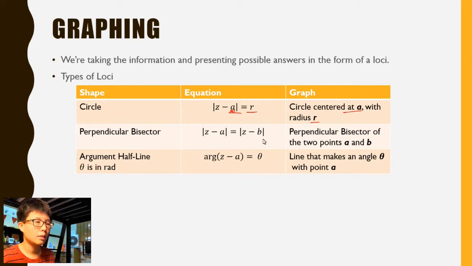When you see a perpendicular bisector, it is different from a circle. You see two of these modulus things next to each other, equal to each other. So we have a perpendicular bisector of the two points A and B. The last one you kind of have to draw out, and I'll show you what it looks like. It is a line that makes an angle theta with point A. It's just easier when you see it for yourself.